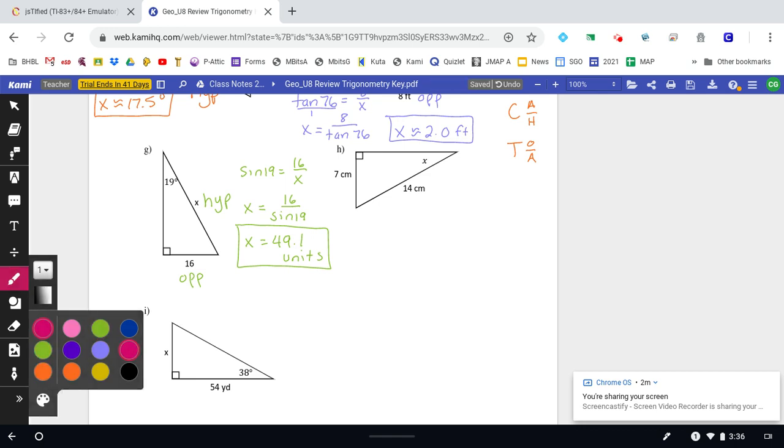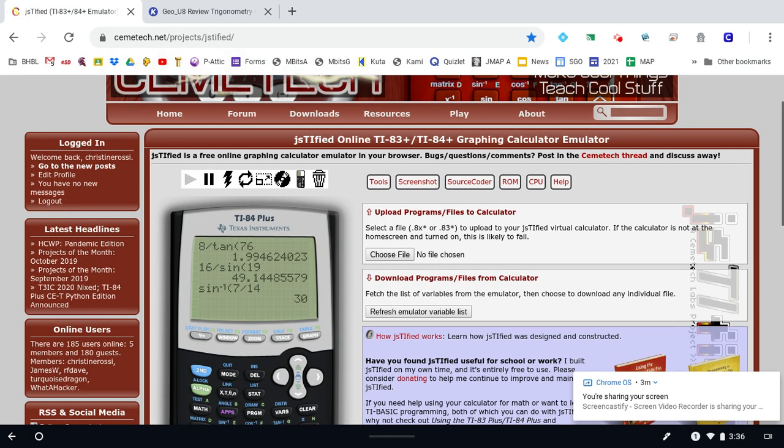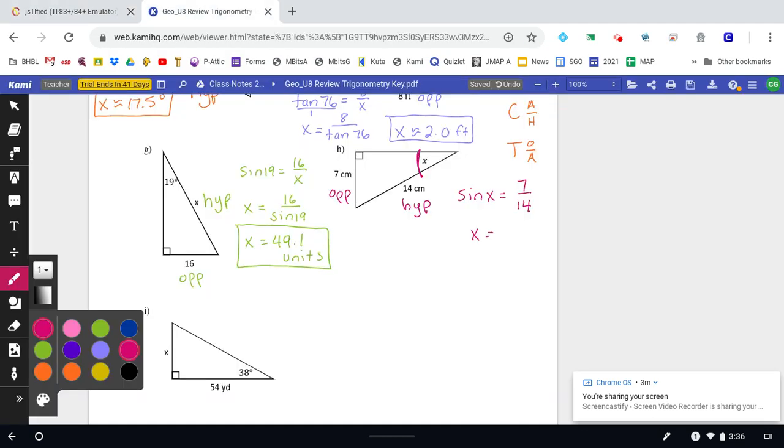All right, letter H. Looking for an angle again. Okay, so I have an opposite side. I have a hypotenuse. And that's going to, again, give me my sine function. So sine of x equals my opposite over my hypotenuse. Okay, let's go to my calculator. This is where I'm going to use my inverse sine function. 7 over 14. I get 30. So x equals 30 degrees. It did say round to the nearest tenth, so I'm putting that 0.0 there.